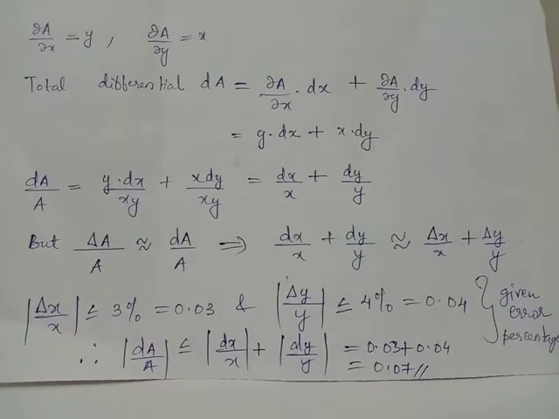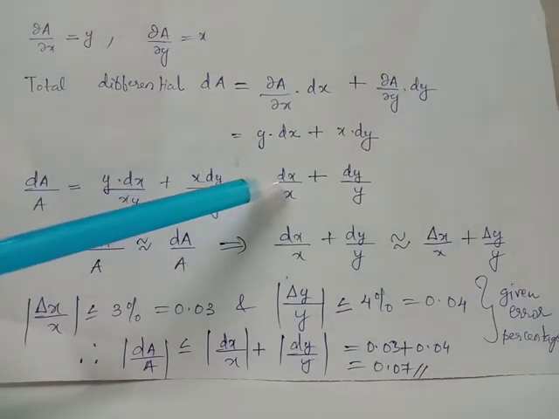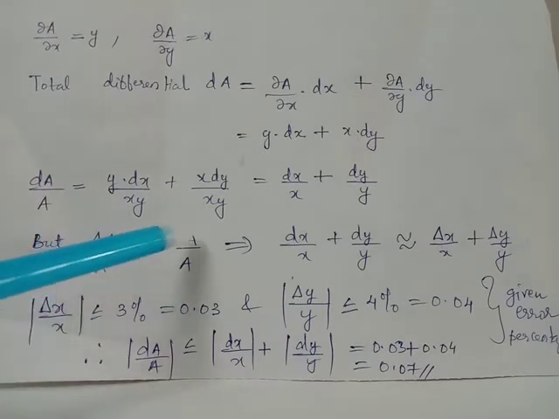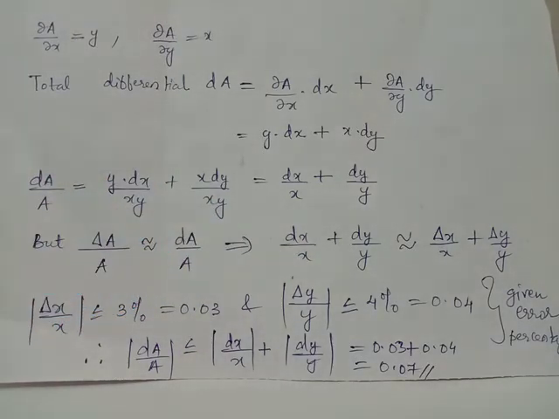When you divide both sides of the differential dA equals y dx plus x dy by capital A, we have dA by A equals y multiplied by dx by xy plus x multiplied by dy by xy. We have y and y getting cancelled, x and x getting cancelled, thus the RHS reduces to dx by x plus dy by y. Since we have delta A is approximately equal to the total change in A, dA, we have delta A by A is approximately equal to dA by A, which gives us dx by x plus dy by y, which is approximately equal to delta x by x plus delta y by y.